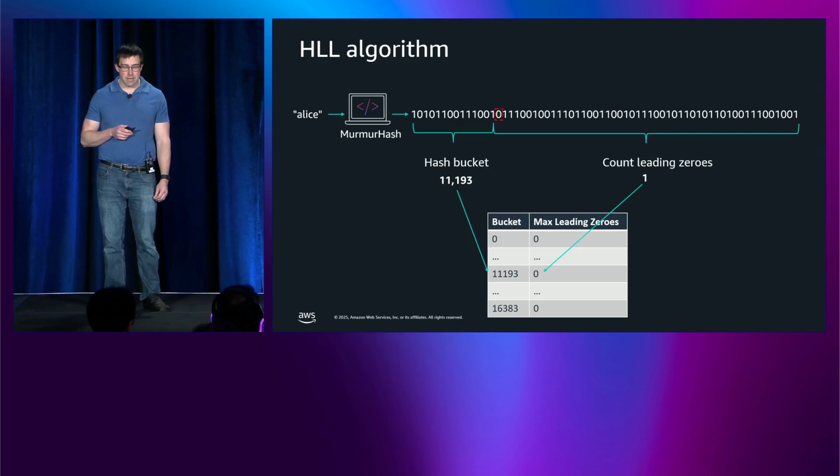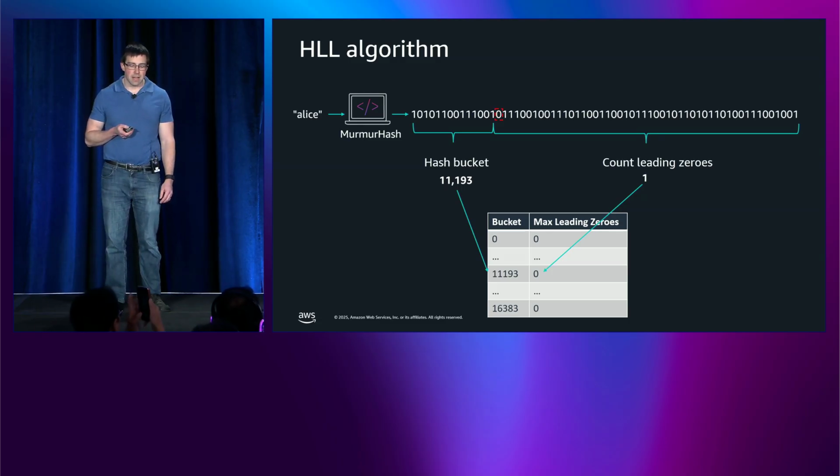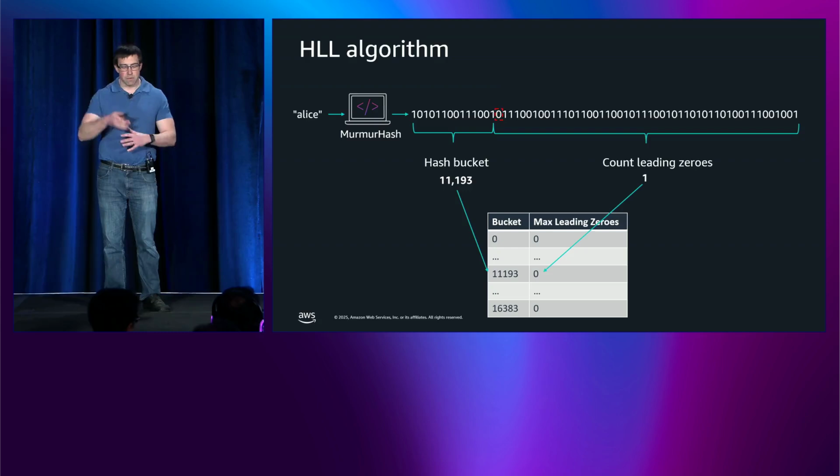And what it does is it takes the bucket and then the number of leading zeros, and it stores the maximum number of leading zeros per bucket that it has observed in the sequence of strings that are being added to it. And then it takes the harmonic mean of this overall. So it's a mathematical equation to basically identify the total number of observations.